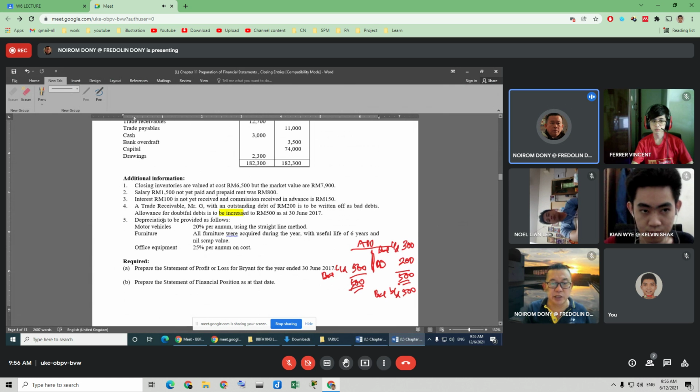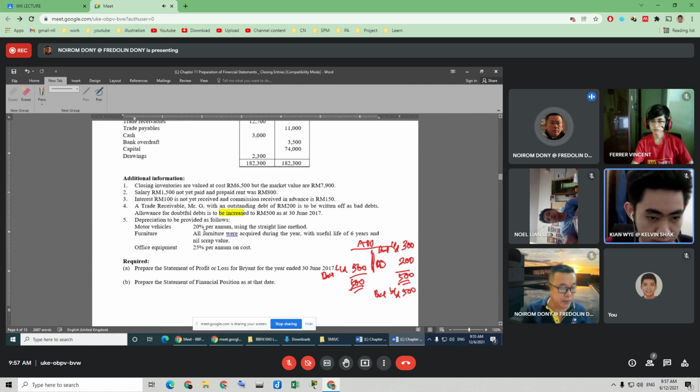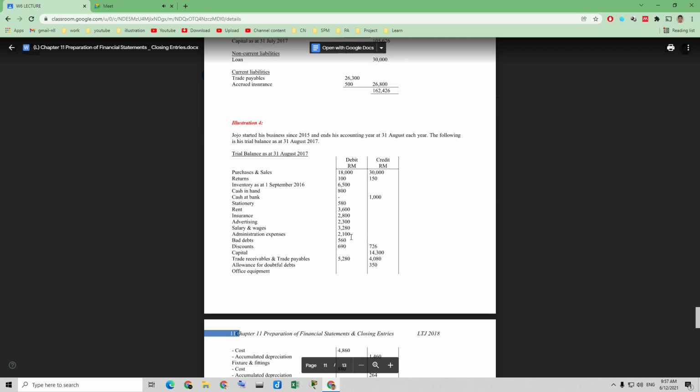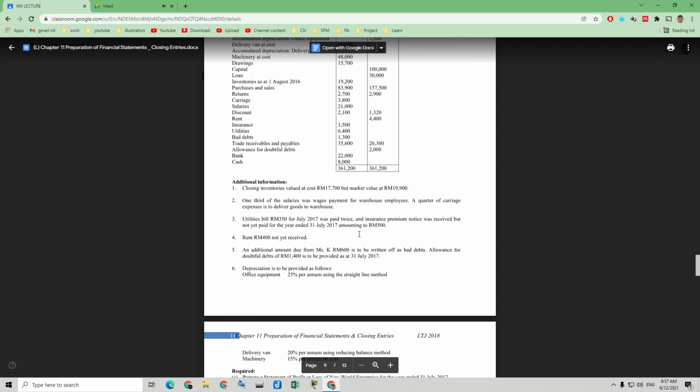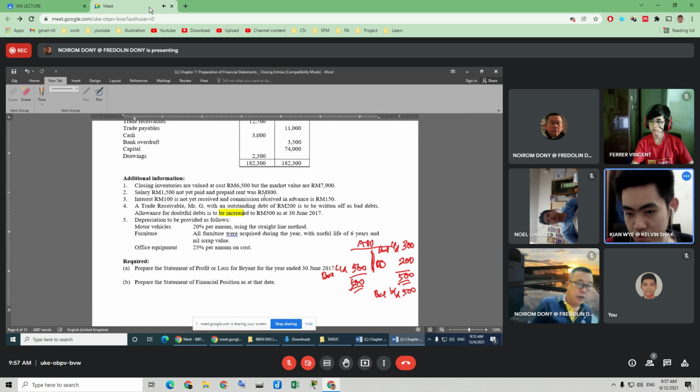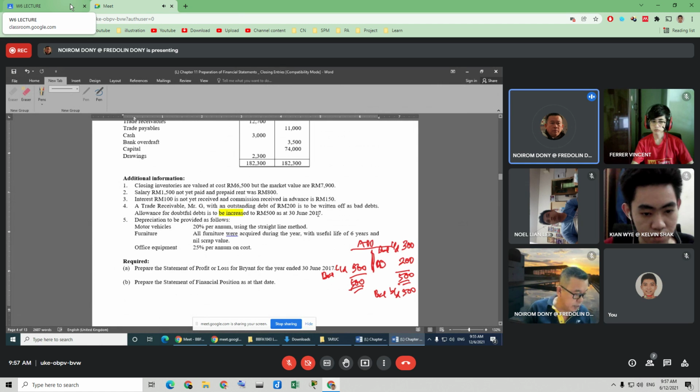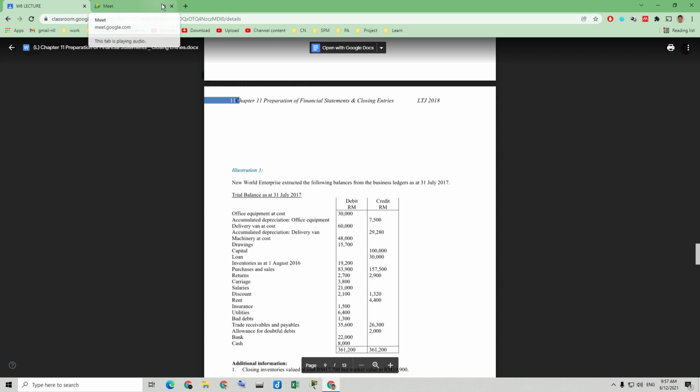Then we have depreciation. This one also we have learned. When we provide depreciation, we debit depreciation, we credit ADD, isn't it? So this one is based on using the straight line method. So 20%. Look at motor vehicle. How much is the motor vehicle, Kelvin? The cost, 22,000, isn't it? 22,000. Yeah, 20% of 22,000. How much? 4,400. Yes. So 4,400. Okay. You have that in your answer.